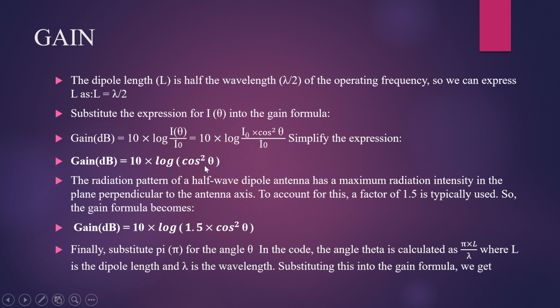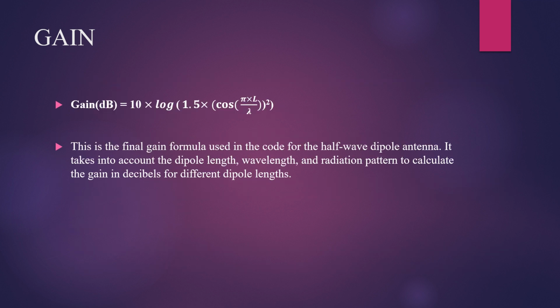The radiation pattern of a half-wave dipole antenna has a maximum radiation intensity in the plane perpendicular to the antenna axis. To account for this, a factor of 1.5 is typically used. So the gain formula becomes 10 log 1.5 cos square theta. By substituting the angle theta as pi L by lambda, we get the gain formula as 10 log 1.5 cos (pi L by lambda) whole square. This is the gain formula we obtain for the half-wave dipole antenna.